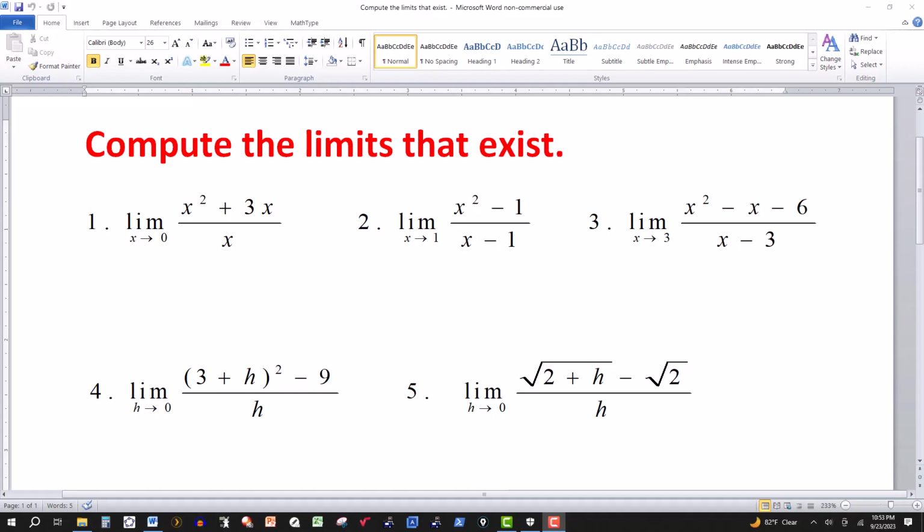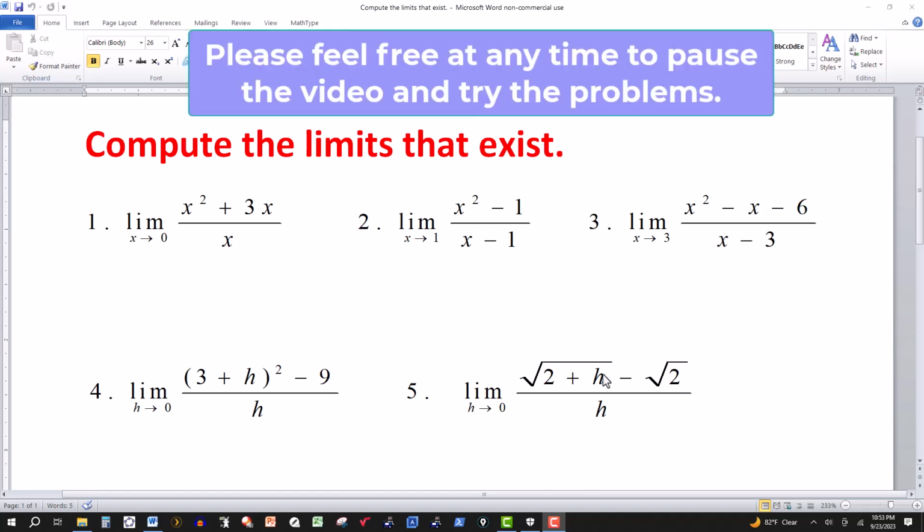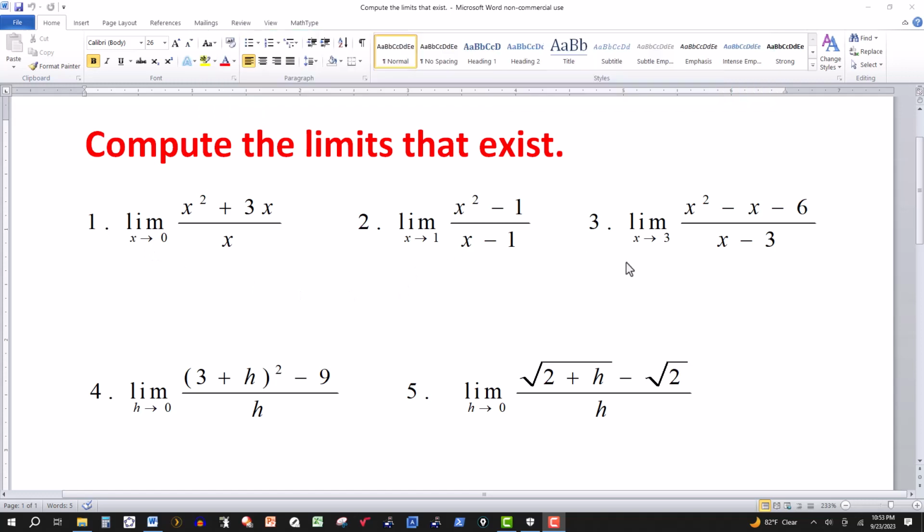In this video we have 5 problems involving limits. 3 of them involve rational expressions. So again, we remember that when we look at the limit as x approaches a particular number, in this case x equals 0, x equals 1, x equals 3, or in the last two it's h approaches 0. The easiest way to determine if you have a limit is to just plug it in.